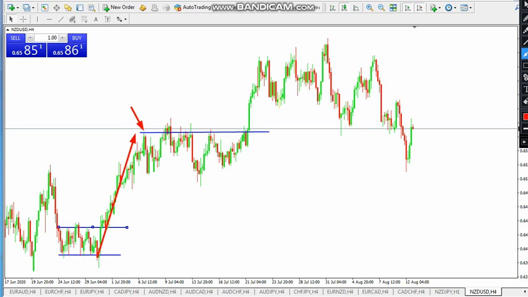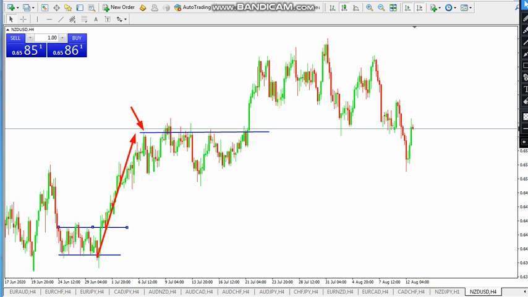Whatever is not allowing the market to go through is what we call a resistance. Whatever is not allowing the market to go down is what we call a support. So anything above the price is a resistance. Anything below the price is a support. So right here, the market finds a resistance.